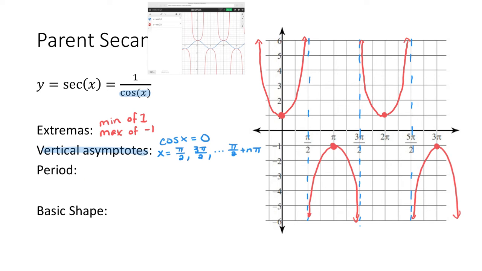In order to create an entire period of secant, we start at 0, which is the minimum value, and we need to complete the full cycle. So minimum to the maximum, back down to that minimum. The secant function has a period of 2 pi. And the basic shape is going to go: the minimum value, a vertical asymptote, a max value, a vertical asymptote, and then back to a min value.